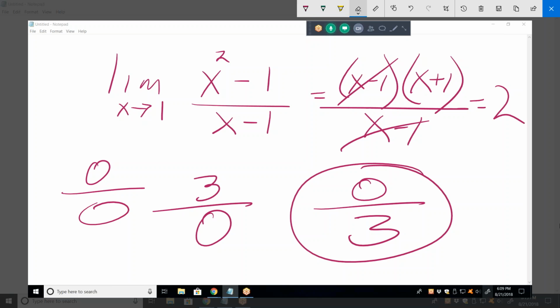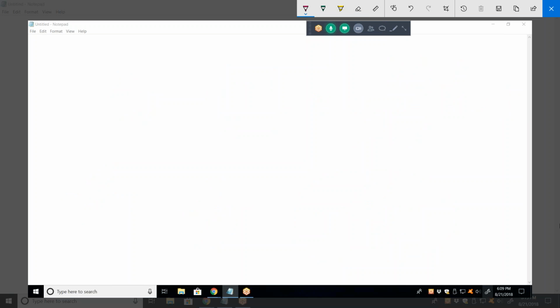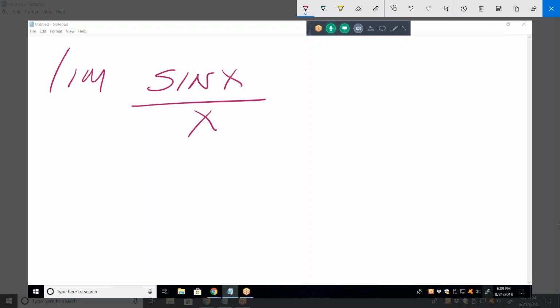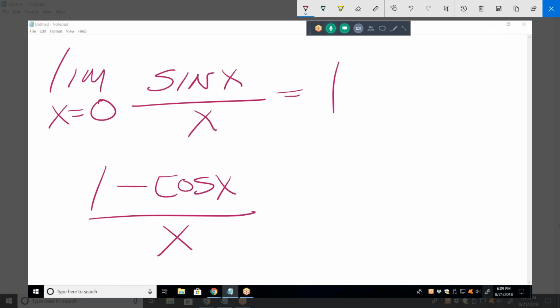Now, they will probably tell you to memorize this one: the limit of sin x over x equals 1. And then the limit as x approaches 0 of 1 minus cosine x over x equals 0. Yep.